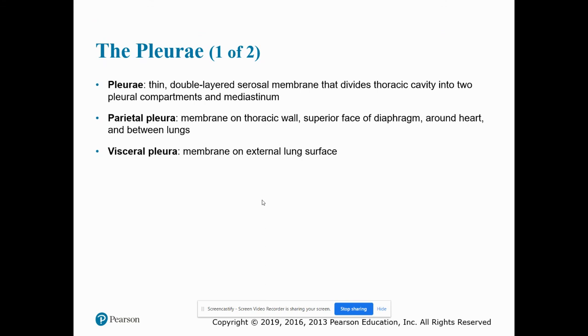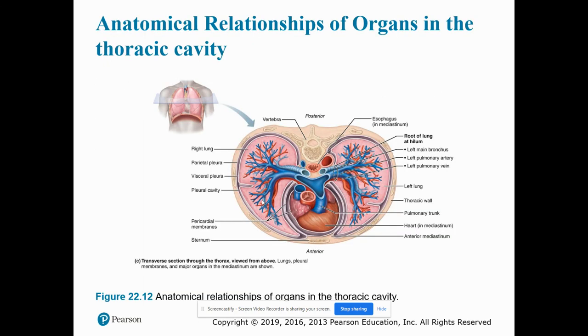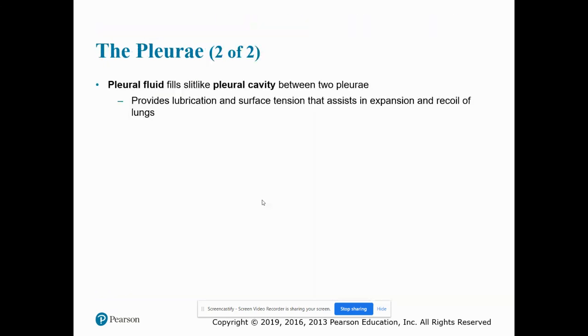Pleurae are a thin, double-layered serous membrane that divides the thoracic cavity into two pleural compartments and a mediastinum. The parietal pleura is the membrane on the thoracic wall, superior face of the diaphragm, around the heart and between the lungs, and the visceral pleura is the membrane on the actual lung itself. Now, just like we talked about with the heart, the lungs also have this cavity between the two layers. So remember, when we talked about the heart, we talked about the pericardium, and there's the visceral pericardium and the parietal pericardium. So same thing here.